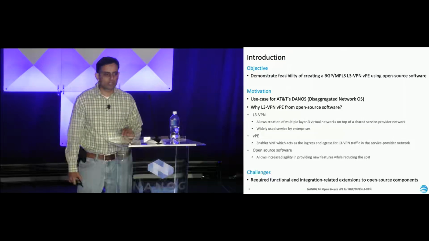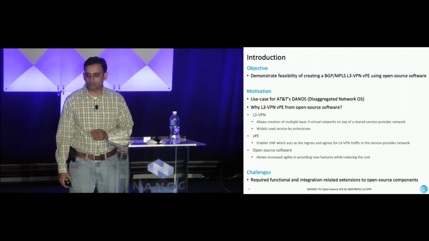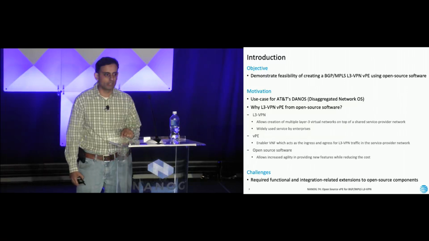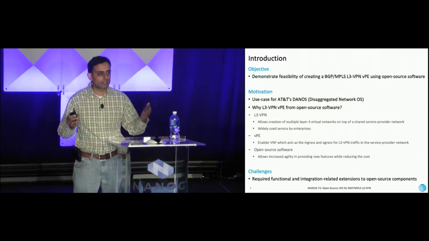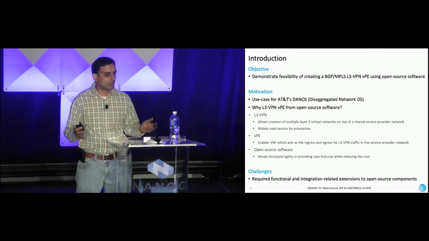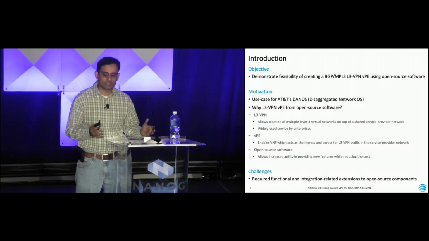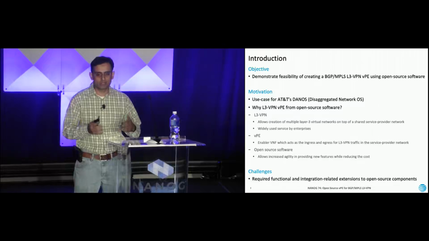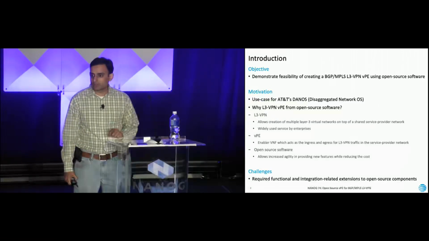The other motivation for actually having a layer 3 VPN VPE as use case is based on 3 keywords in there: L3 VPN, VPE, and open source software. L3 VPN is a service I'm sure all of you are probably familiar with. This is a service that service providers like AT&T can provide on a shared backbone, where they can create an illusion of virtual private network for lots of different customers. And I'm sure if you are an enterprise or any kind of business, you probably connect to a service provider and access this service in order to connect your different sites, which might be geographically distributed. So this is a widely used service.